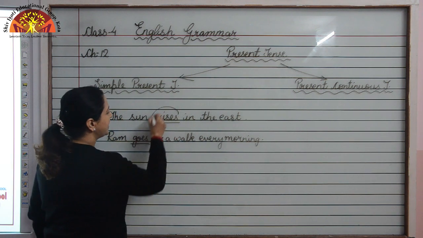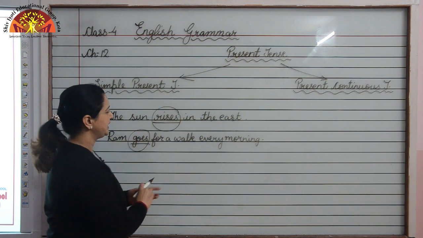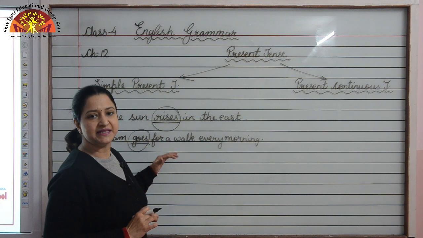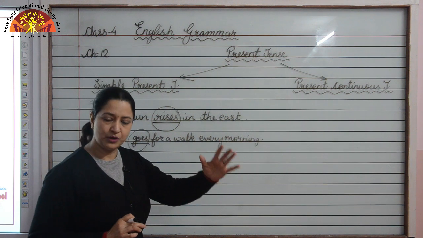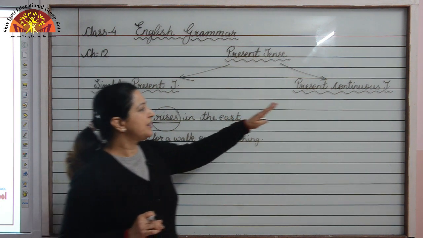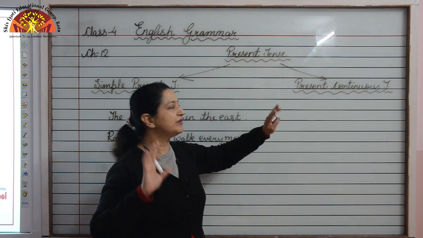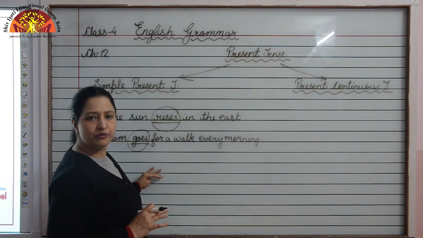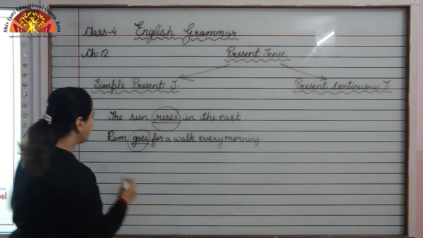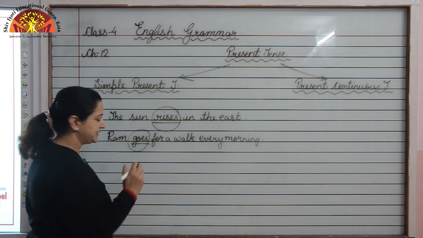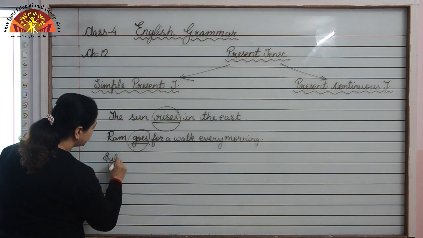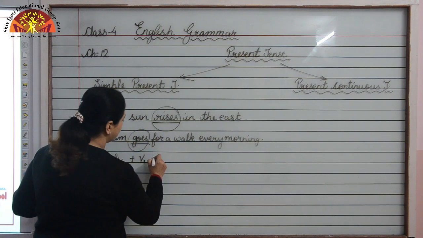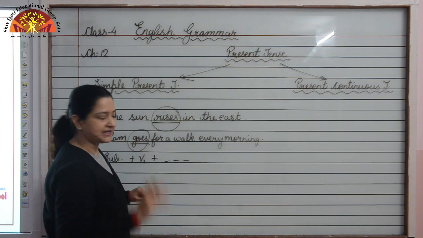Okay, so whenever a sentence is using a universal truth or a habitual action, then that sentence is in simple present tense. Now let's talk about present continuous tense. Before starting present continuous tense, I am going to explain you the structure for simple present tense. Now, what is the structure of simple present tense? Subject plus first form of verb and rest of the sentence.